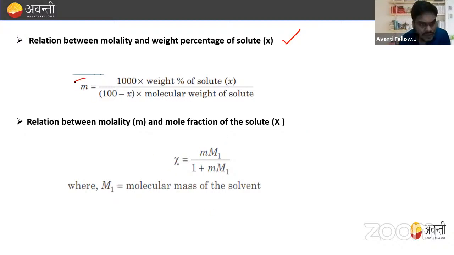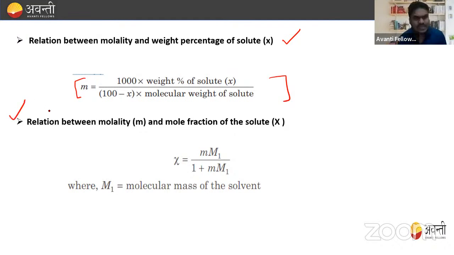So the relation comes out to be m is equal to 1000 times the weight percentage of solute, divided by (100 minus x) times the molecular weight of the solute. So this is the relationship between molality and weight percentage. If you want to solve the question by using a direct formula, you can use this. Otherwise, you can also use simple tricks, like finding the mass of the solution, and then you can also find the mass of the solvent, because we know that solute plus solvent is equal to the mass of the solution.